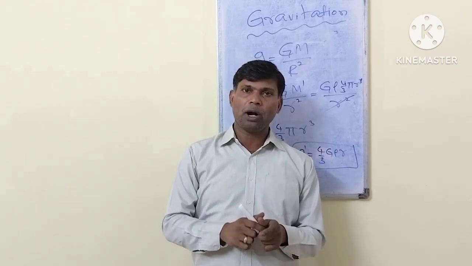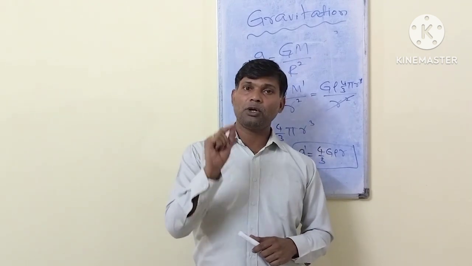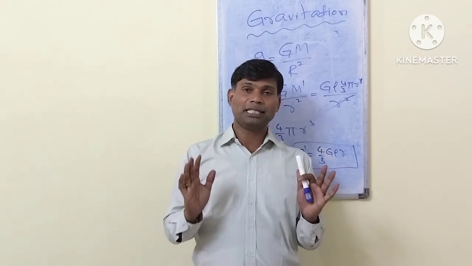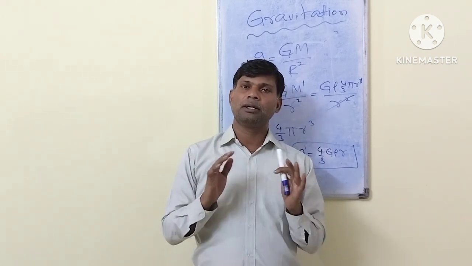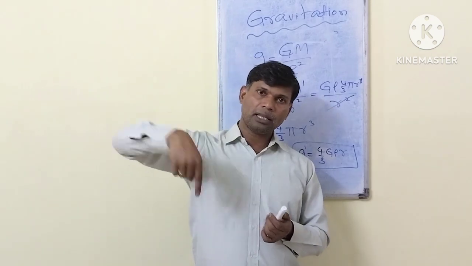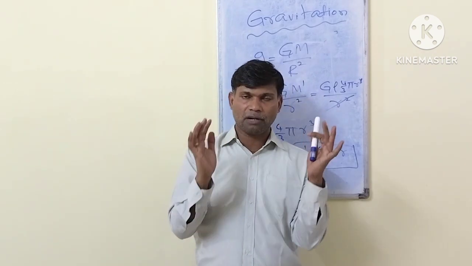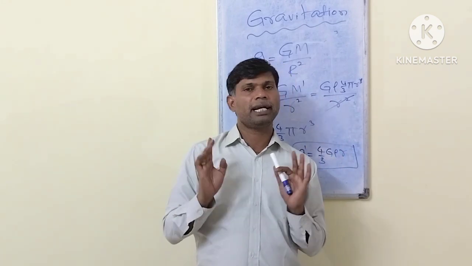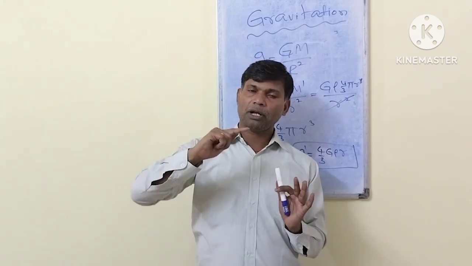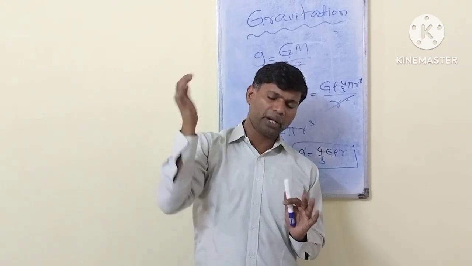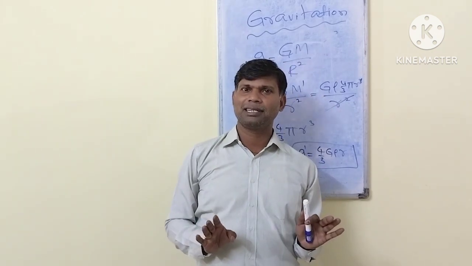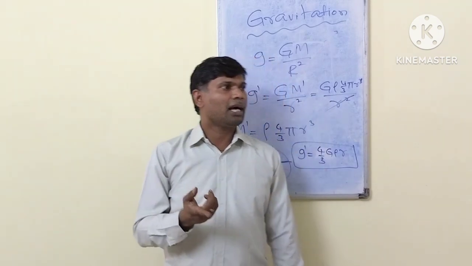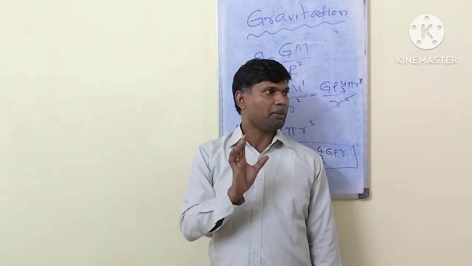Okay? Some two more points you should remember. The g value is maximum at the poles, at North Pole and South Pole. If you take the surface of the earth, on the equator it is minimum, at the poles it is maximum. If you are going away from the earth, it decreases. If you are going inside the earth, it decreases. On the surface of the earth, at the poles it is maximum, and on the equator it is minimum.